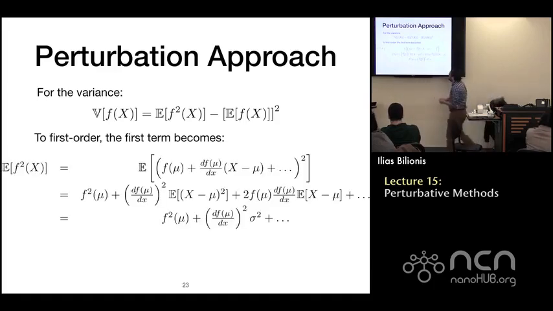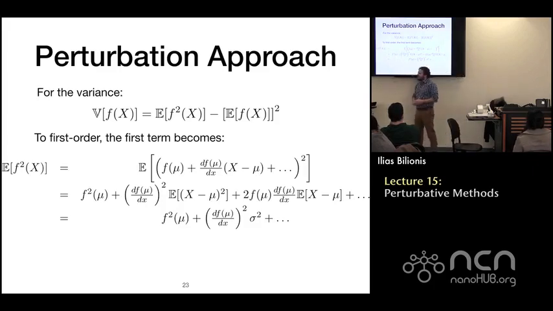Then it's very simple. You take your expectation and replace f of x with your Taylor expansion of f of x. It will look like that. And then you expand the square. So you get the square of that, plus the square of that, plus the square of that, plus the square of that, and then 2 times all the pairwise terms.